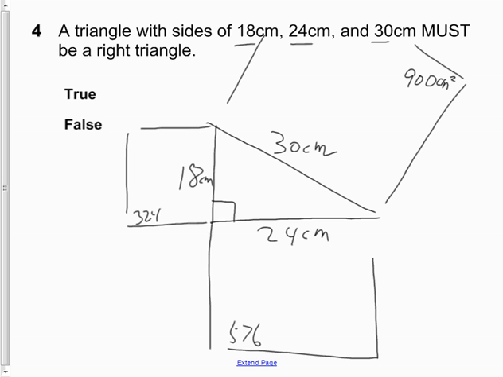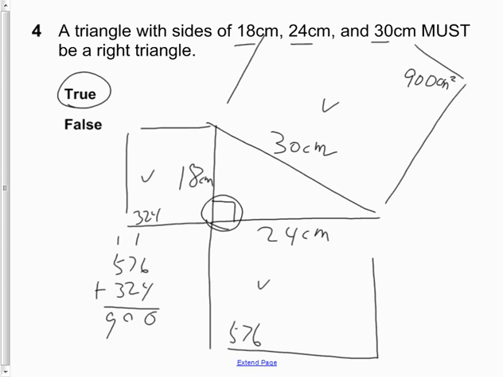So if I take those and add the area of the two squares, so 576 plus 324, 0, carry 1, is 10, is 900. So the area of these two squares add up to be the area of this square, which means that it does follow Pythagoras, which means that this has to be a 90-degree angle, which means it is a right triangle, which means your answer is true.